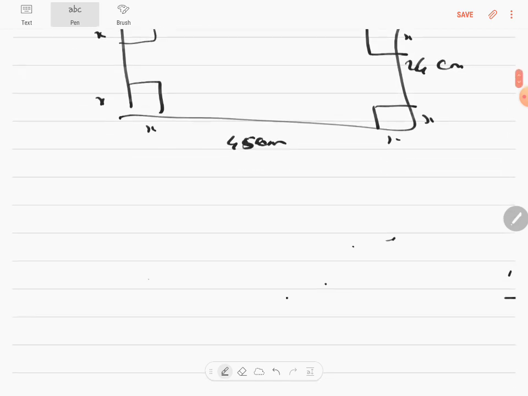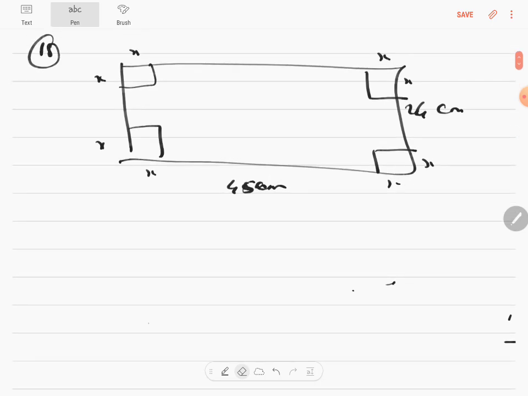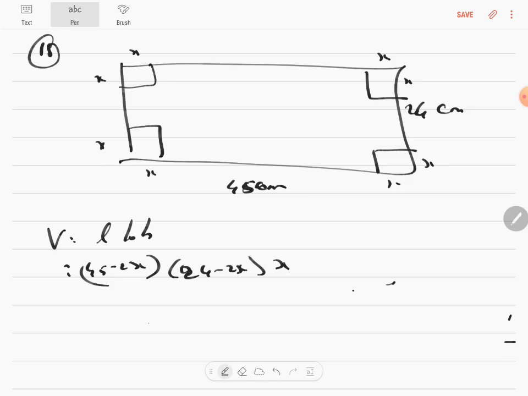So when you fold, you get the length to be 45 minus 2x, breadth to be 24 minus 2x, the height to be x. The volume has to be maximum. Volume is length into breadth into height, which is 45 minus 2x into 24 minus 2x into x.